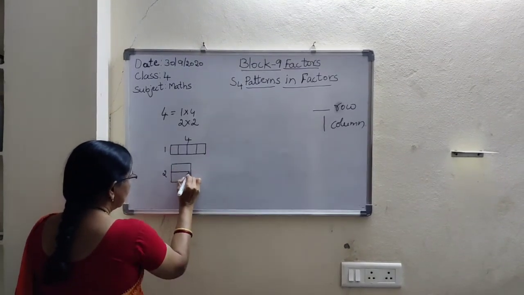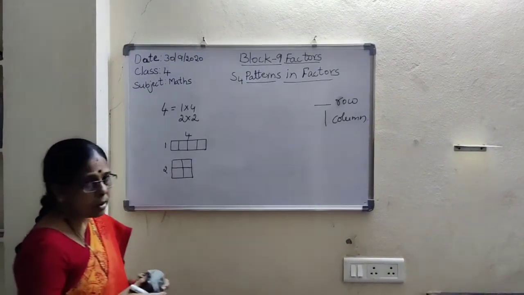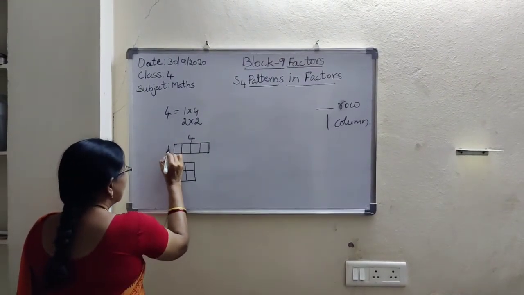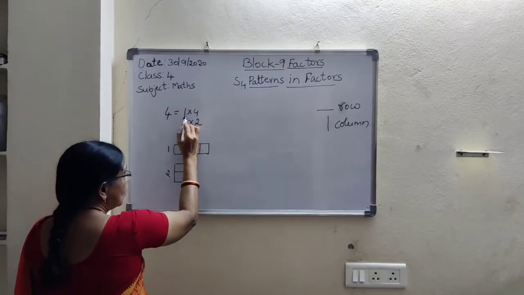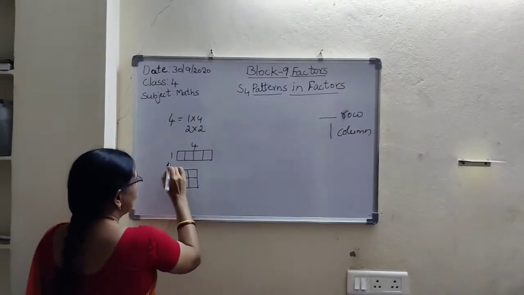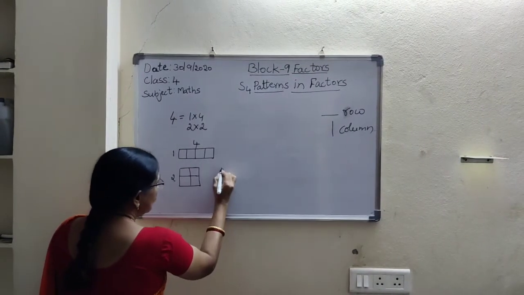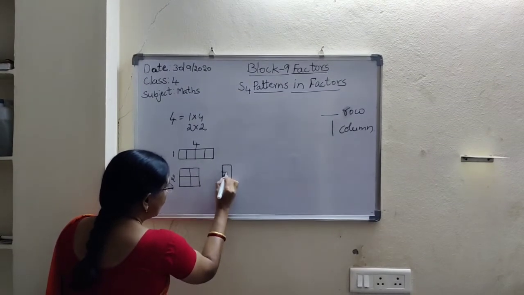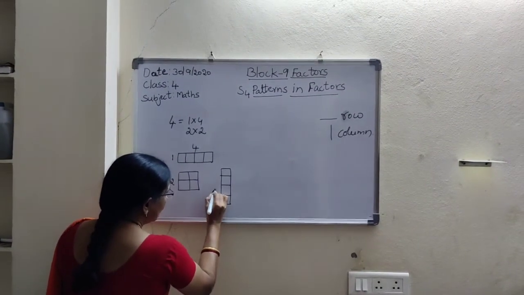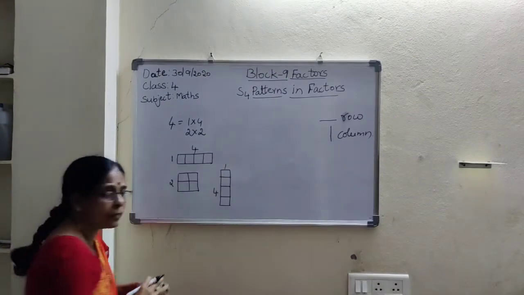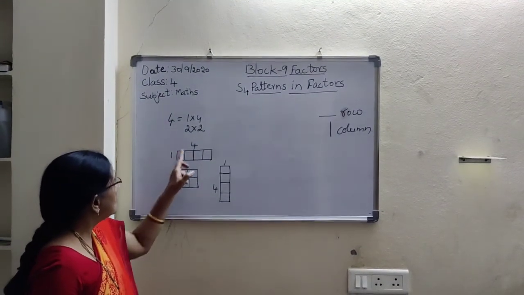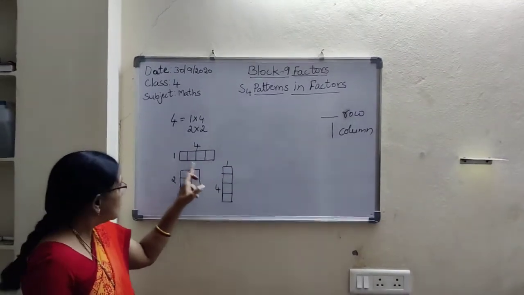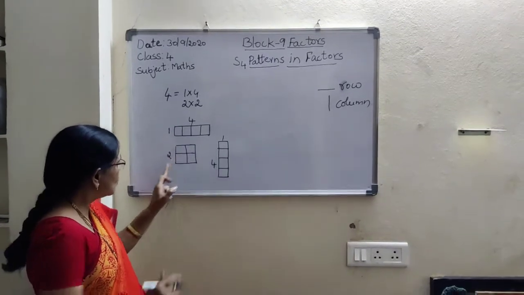2 rows, 2 columns. 2 rows and 2 columns. Next, you have to draw 4 into 1. 1 into 4 comes like this. 4 into 1 is here 4 rows, 1 column. Understood, children? 1 into 4 is 1 row, 4 columns. 2 into 2, 2 into 2.